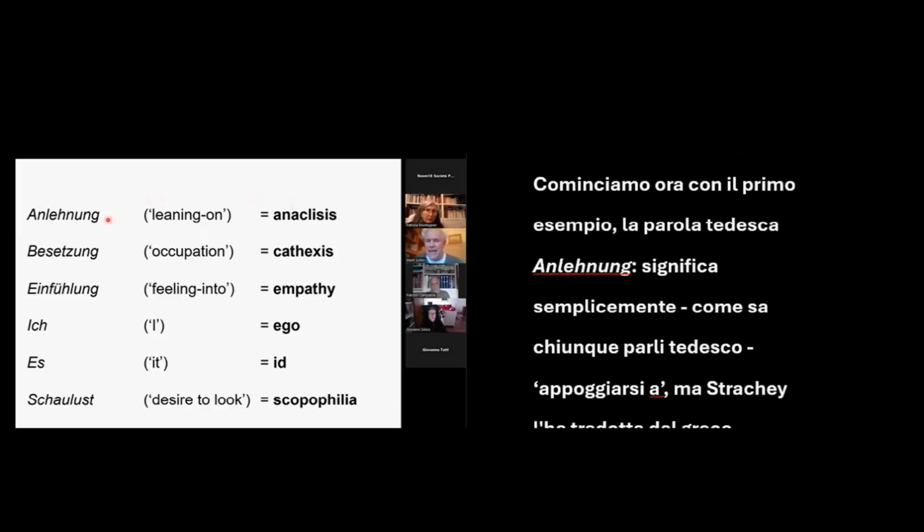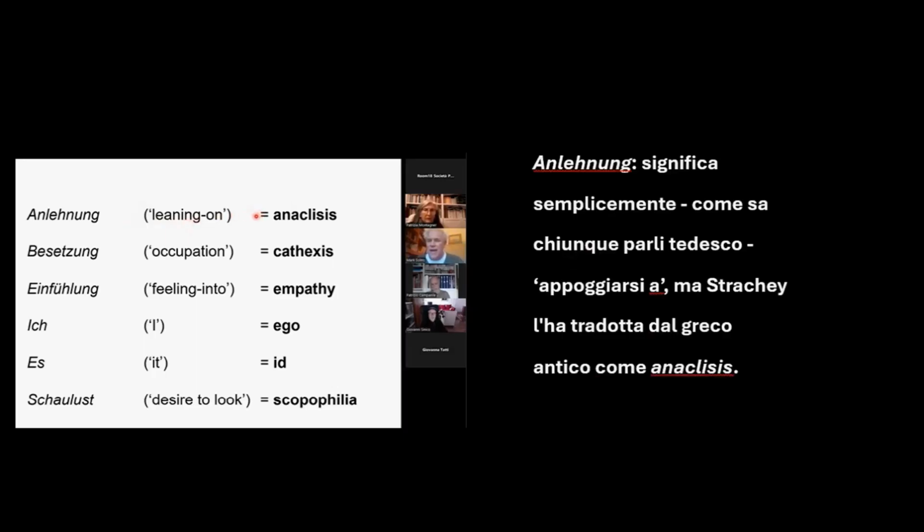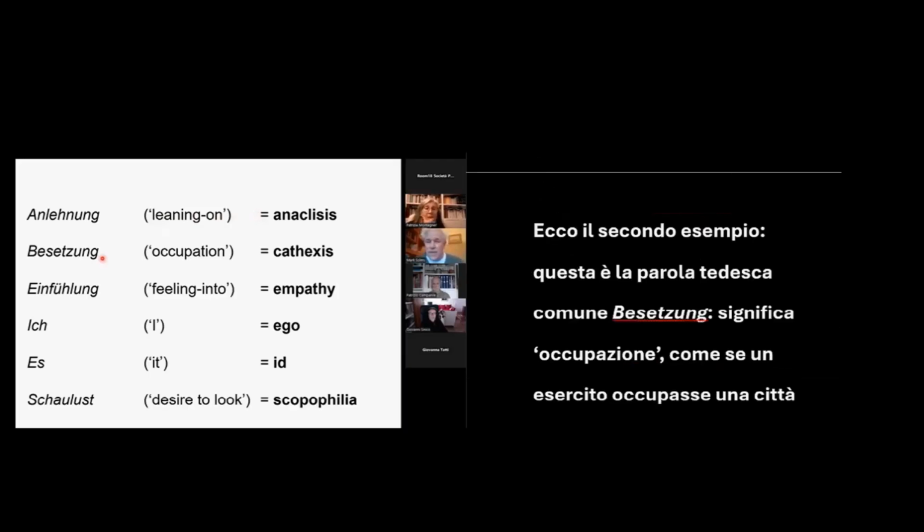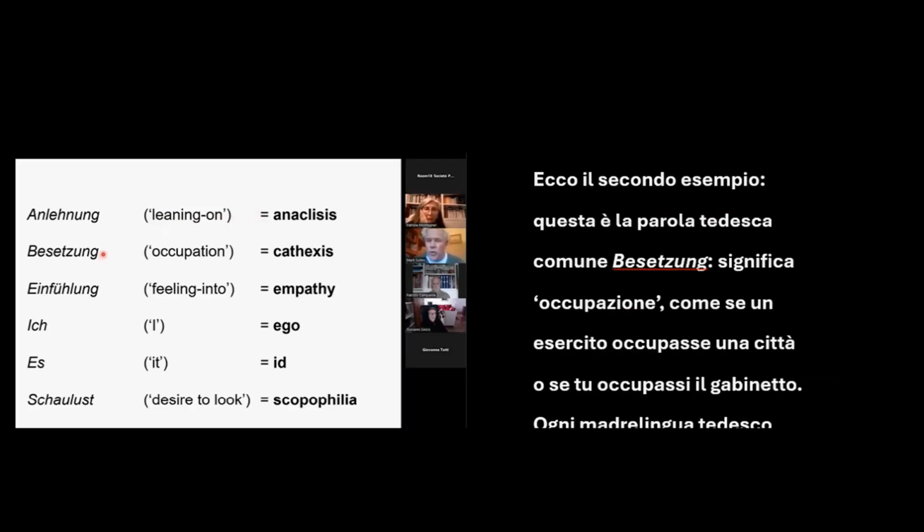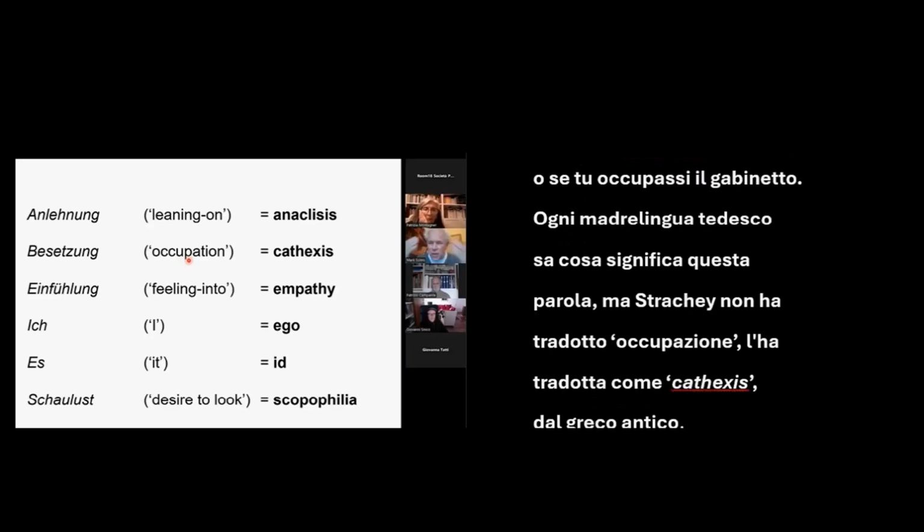The German word Anlehnung. Any German speaker knows it means leaning on. But Strachey translated it from ancient Greek as anaclisis. Here's the second example. This is another ordinary German word, Besetzung. It means occupation, like if an army occupies a town, or if you occupy the lavatory, then it's besetzt. Every German speaker knows what that word means, but Strachey didn't translate it as occupation. He translated it from ancient Greek as cathexis.